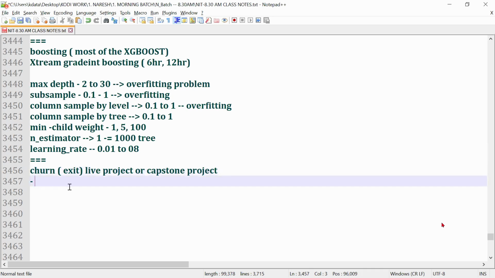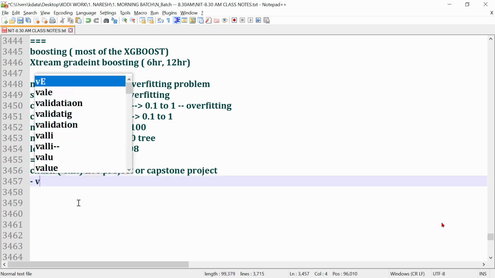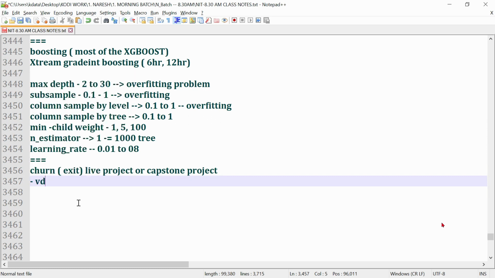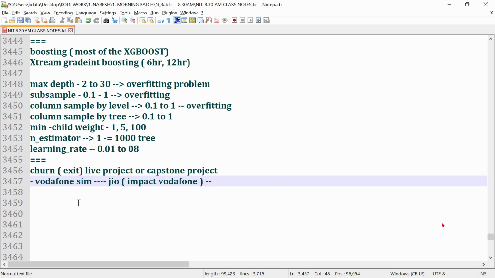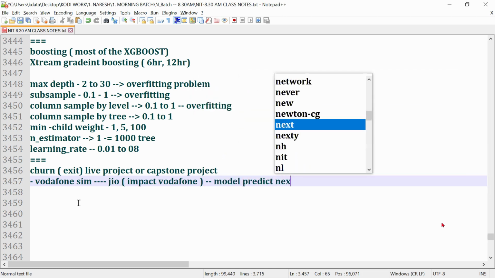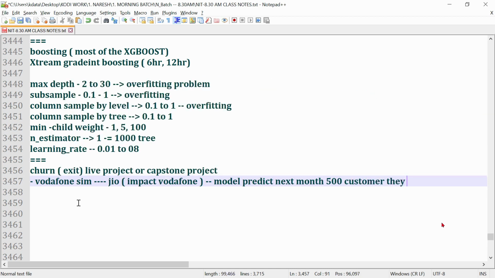Okay, so churn. What is meant by churn? Churn means, let's say you are using a Jio SIM or maybe a Vodafone SIM. After a few years, you switch from Vodafone SIM to Jio. When you exit, it impacts Vodafone. Guys, are you getting my point? If you are a data scientist, you build the model. It will predict that next month almost 500 customers want to exit from Vodafone. So what do you do? Then you try to stop them on the way.